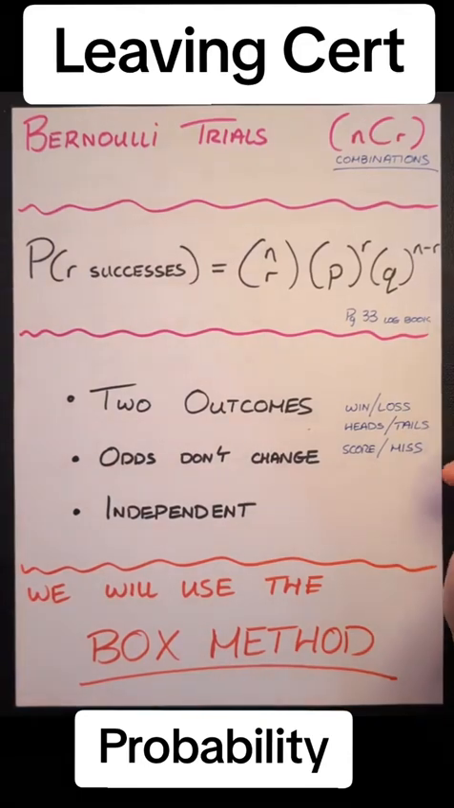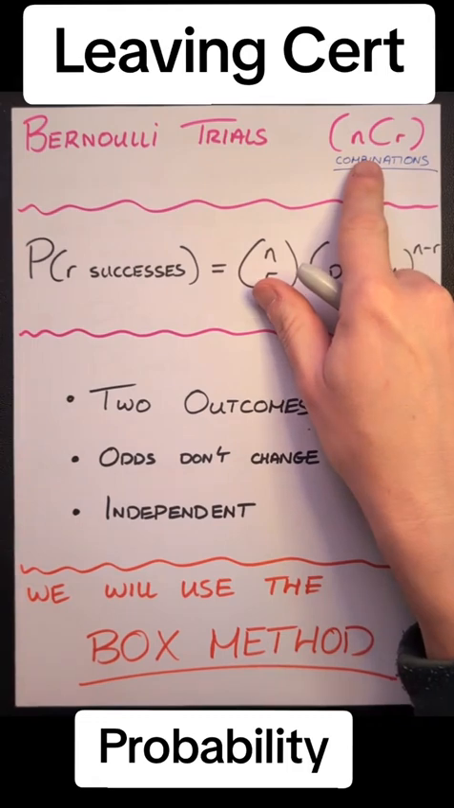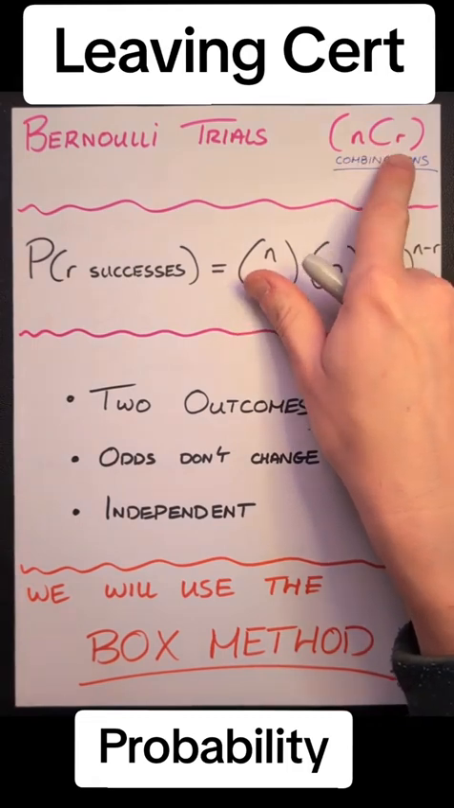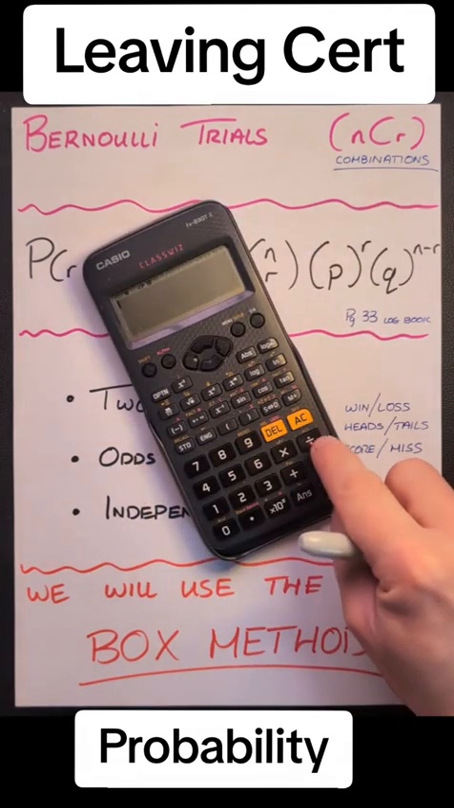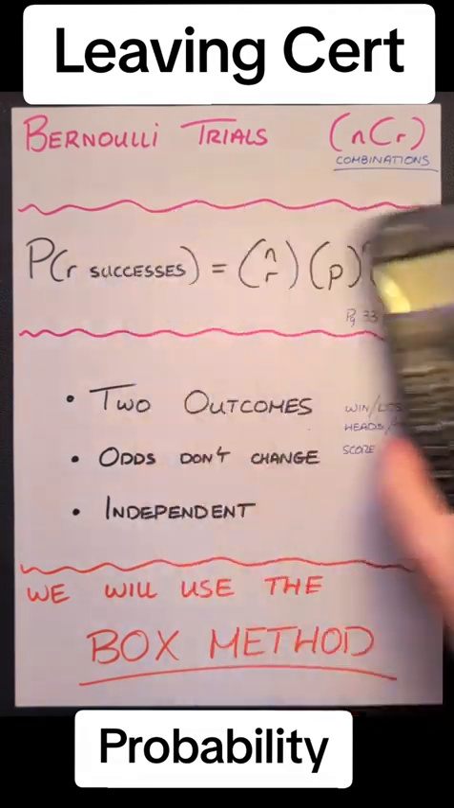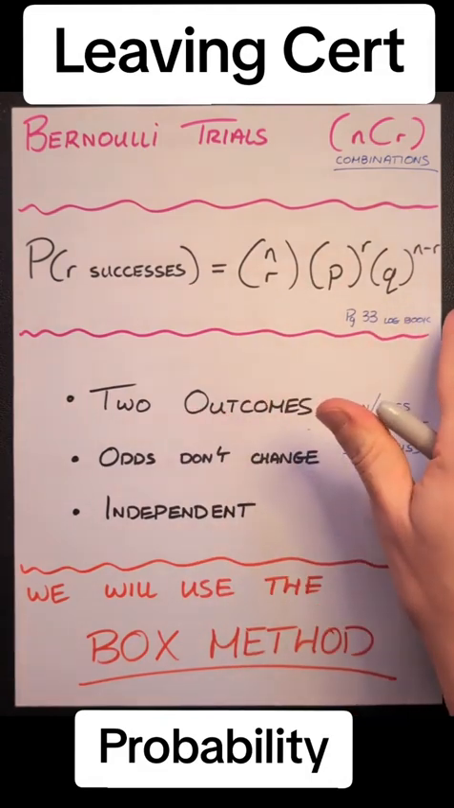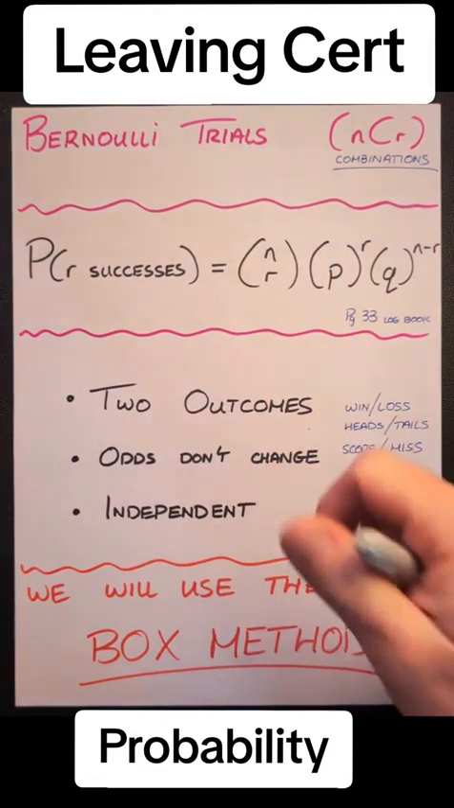Okay, so for Bernoulli trials, we have these things called combinations. This is the button we'll use in our calculator. It says N with a capital C and a small r. You'll see it above the division symbol of this calculator here. This is the formula that we are given in the book and in the logbook on page 33.